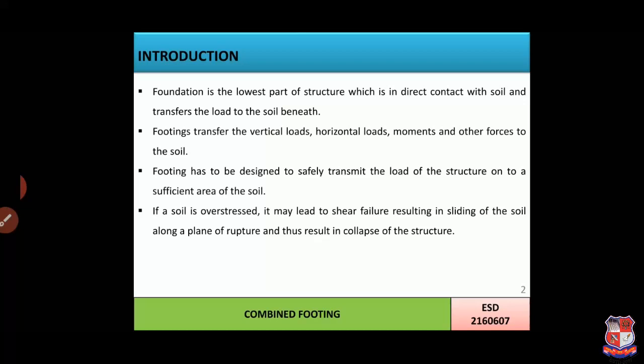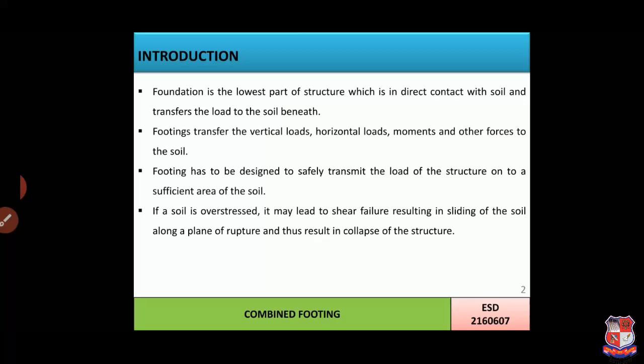Introduction. Foundation is the lowest part of the structure which is in direct contact with the soil and transfers the load to the soil beneath. Means what does the foundation do? It transfers the load of the superstructure, that is from column to the footing, that to the soil, we can say through the footing.